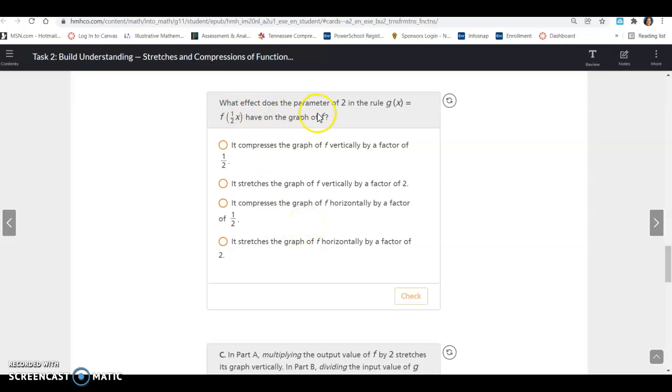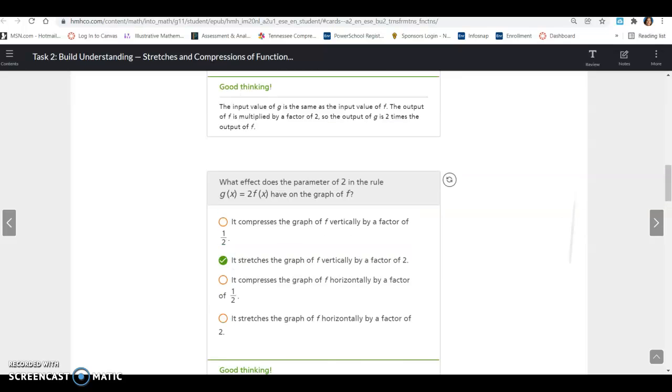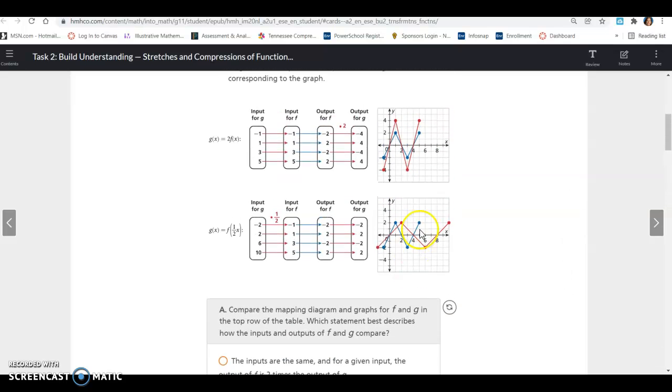All right, so what effects does the parameter of 2 in the rule g of x equals f of 1/2 x have on the graph of f? All right, so it also stretches the graph of f horizontally by a factor of 2. All right, so again, you can see that when the number's in front of f, it's going to stretch it vertically, and here the 1/2 x is going to stretch it horizontally.